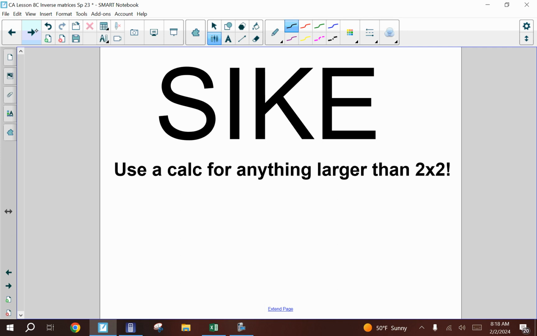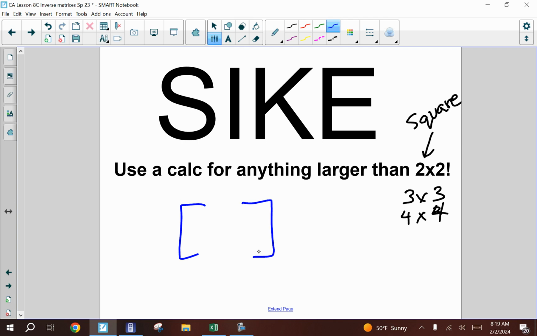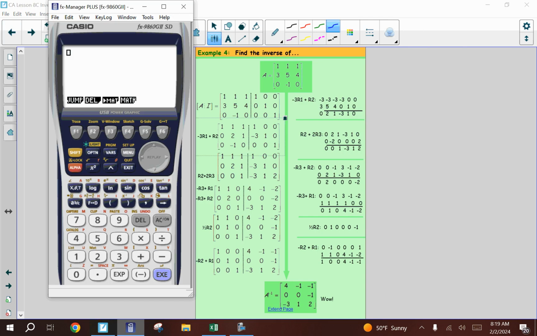So for anything larger than a 2x2, and remember, it has to be a square matrix in order to calculate that inverse, so anything bigger than a 2x2, like a 3x3, a 4x4, these ones get pretty intense, so I'm not going to make you learn how to do that. So how would you do that in the calculator? It's pretty simple. You go into your calculator and you put in your matrix, and then you just raise it to the -1 power.